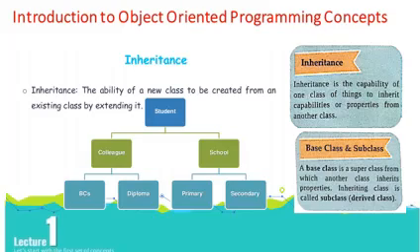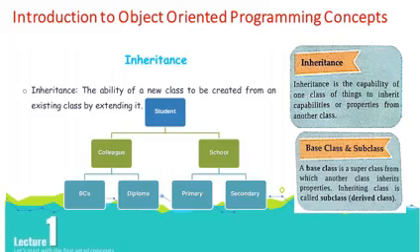Now the word inheritance. We are all familiar with this word inheritance. We acquire certain properties or features from our parents. That is again an inheritance. Now what is an inheritance here? It is an ability of a new class to be created from an existing class by extending it. That is, inheritance is the capability of one class of things to inherit the capabilities or the properties from another class.